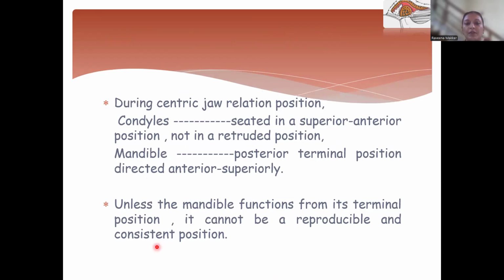Now, during the centric jaw relation position, the condyles are seated in the superior anterior position and not in a retruded position, whereas the mandible is in the posterior terminal position directed anterior superiorly. Unless the mandible functions from its terminal position, it cannot be a reproducible and consistent position.